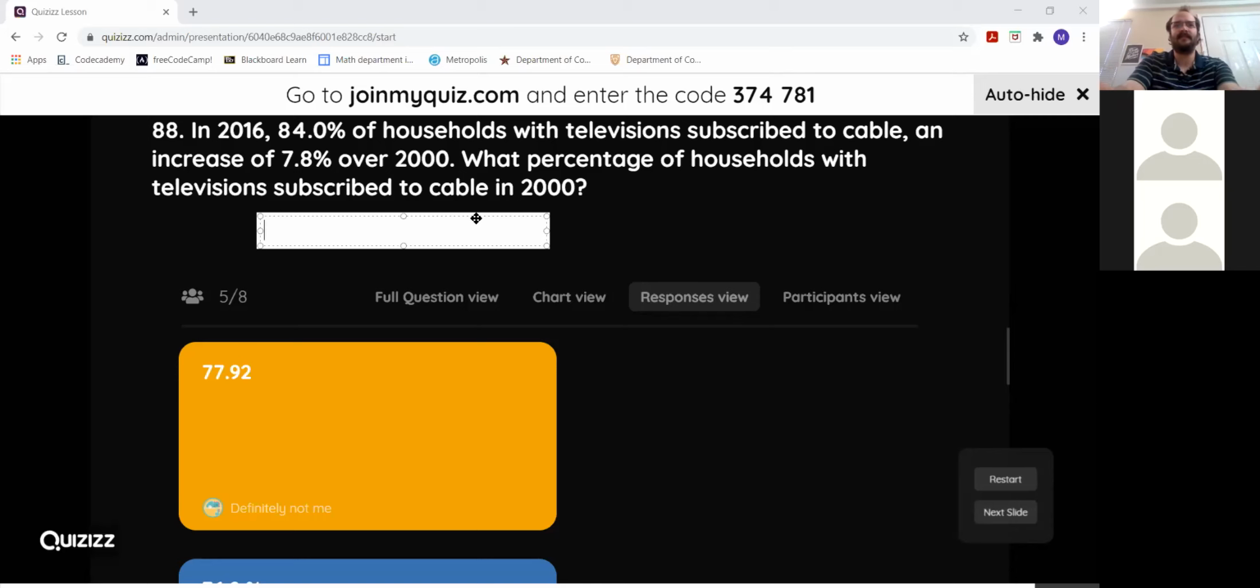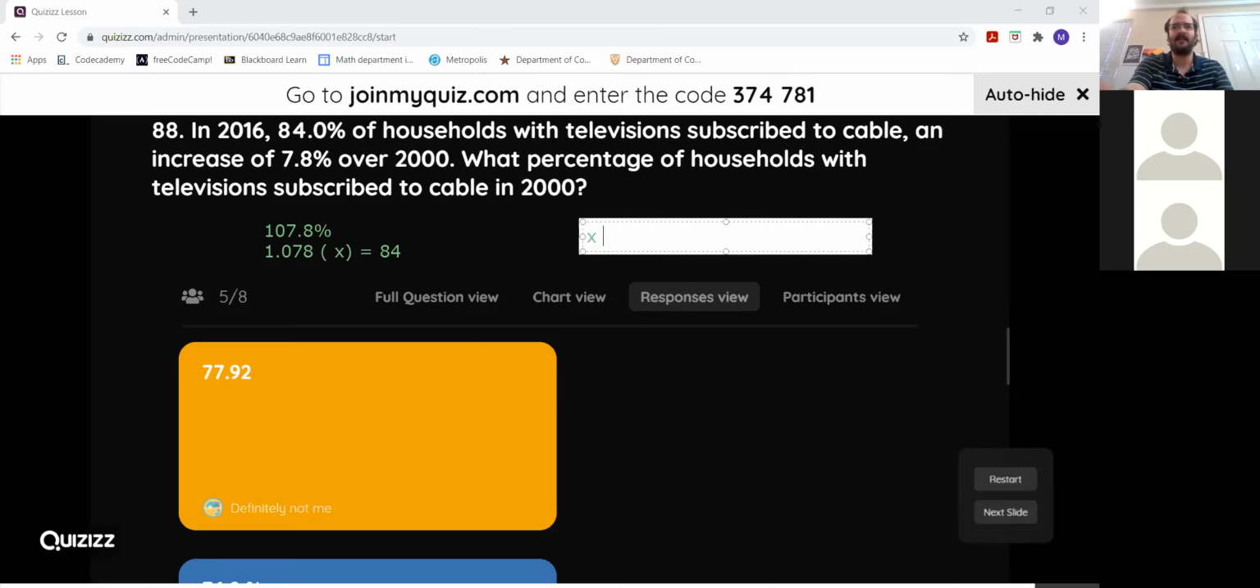It's going up what, 7.8%. So it's going to go to 107.8% or 1.078. And we want to know, we're going to multiply that by what, the 2000 price to get to my 2016 price, which is the 84%. And so we're doing this in order to solve for X. We're going to take what, 84 and divide by the 107.8%.